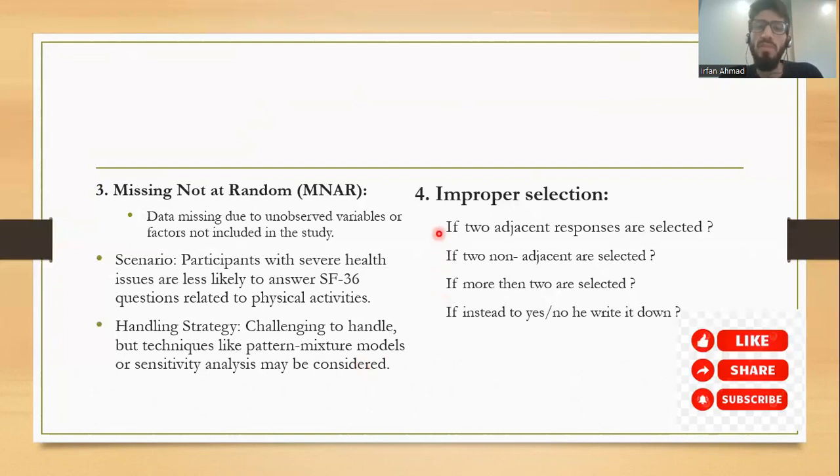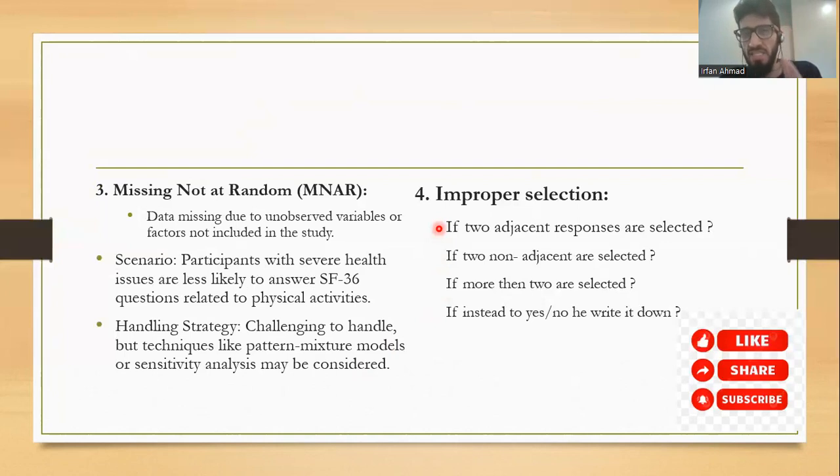Now, improper selection, for example, sometimes the participant answers 2 or more than 2 options. So how can we handle this type of situation? If two adjacent responses are selected, for example, the first and second, like if the participant answered two options for one question.